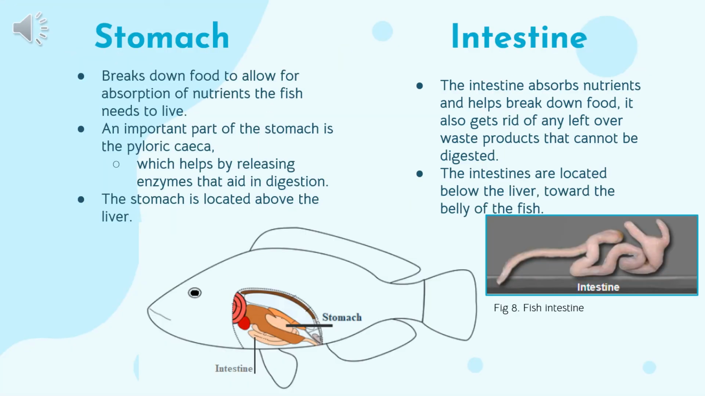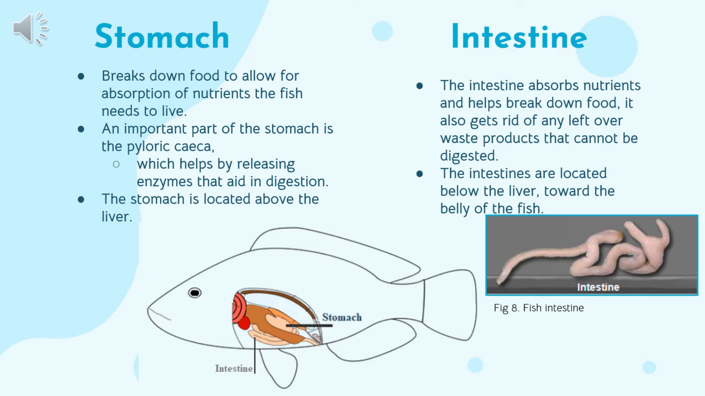Next is the stomach and intestines. The stomach breaks down food to allow the fish to get the right vitamins. Once they reach the intestines, the stomach doesn't absorb much, but it does contain a significant structure known as the caloric ceca, which will release proteins to help break things down, similarly to the liver.